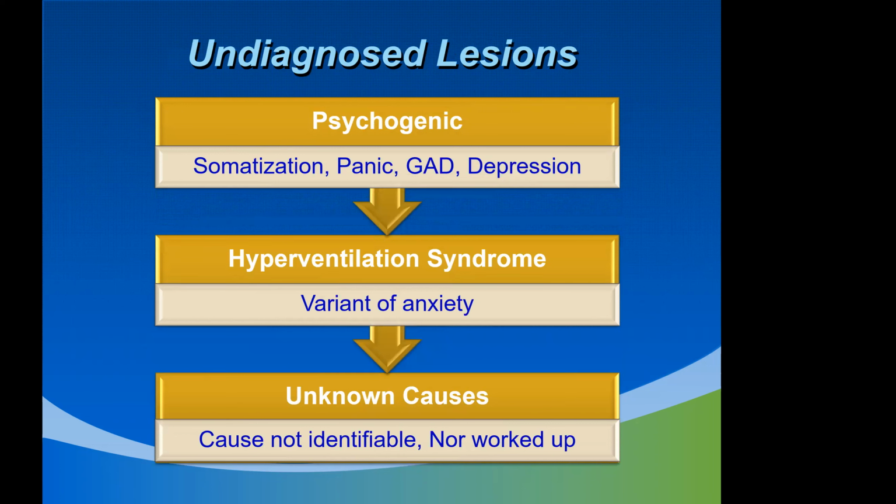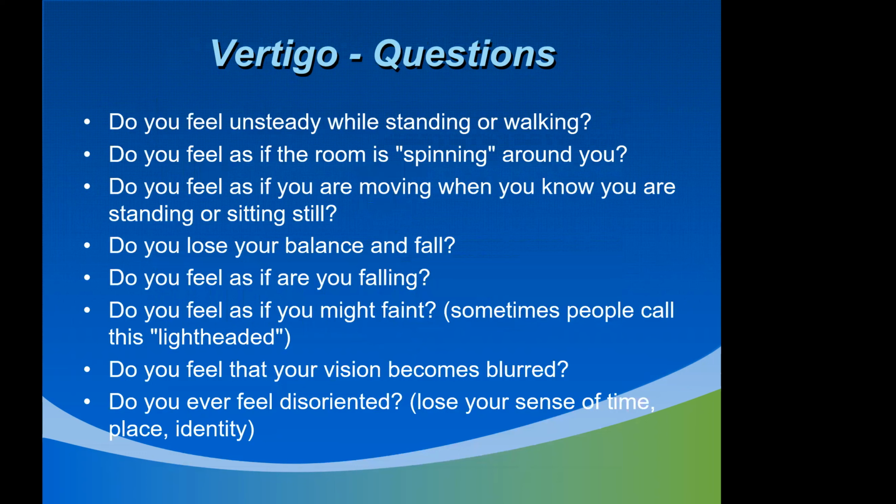Undiagnosed: we said otological, neurological, medical, and undiagnosed. Undiagnosed psychogenic causes: somatization disorder, panic attacks, generalized anxiety disorder, and then depression, hyperventilation syndromes, a variety of anxiety states, unknown causes, not identifiable nor worked up. If nobody undergoes investigation, it will remain unknown. So, psychogenic, hyperventilation, unknown causes. So, these are the causes.